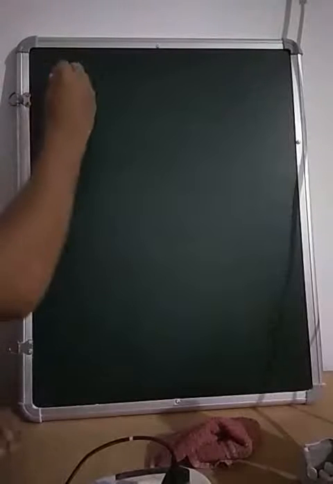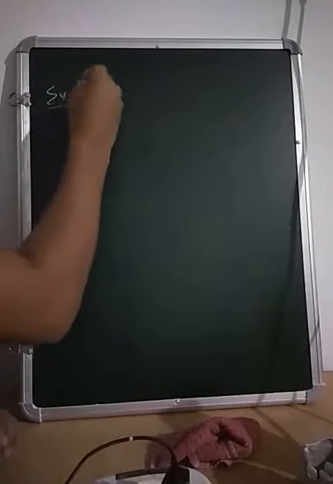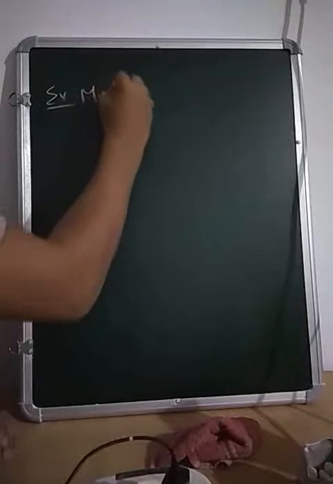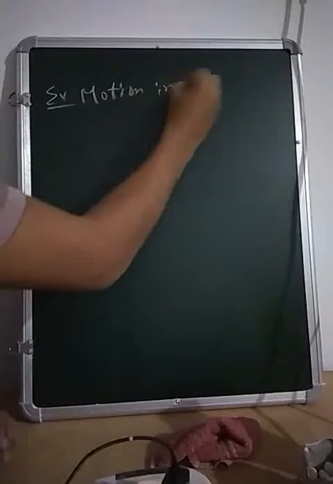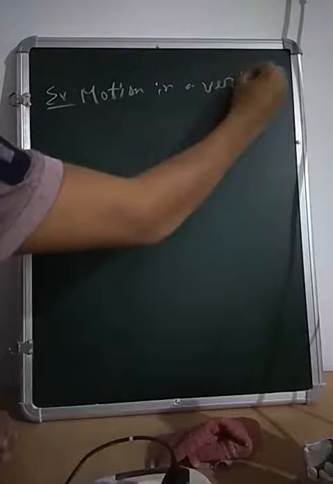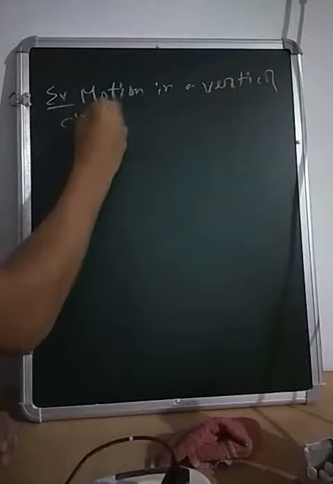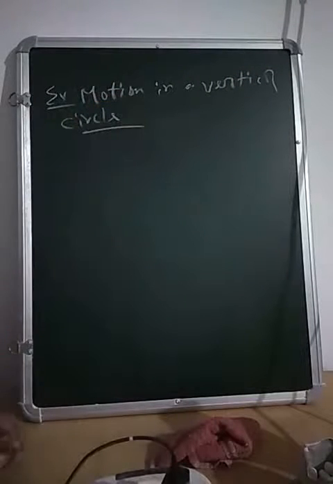So up to now I have discussed why banking of roads is very essential in the case of a circular road or circular track. Okay. So now we'll take another example: motion in a vertical circle. Okay.